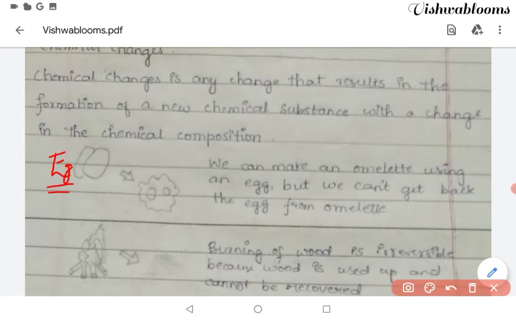Example one is something related to cooking, right? When you take an egg and make an omelette, can you get the egg back from the omelette? Obviously no, right? Now when you are burning sticks, burning wood, what will be there? Only the remains. The ashes will be there. But will you get the wood back again? No, right? So this is a chemical change.